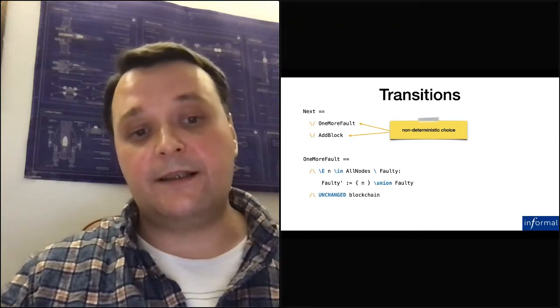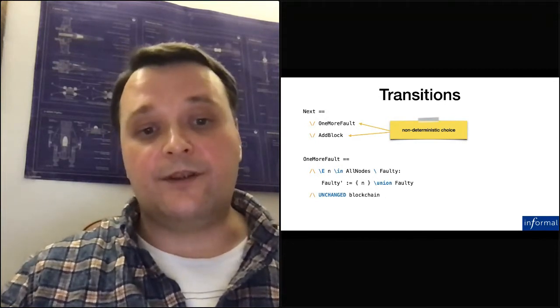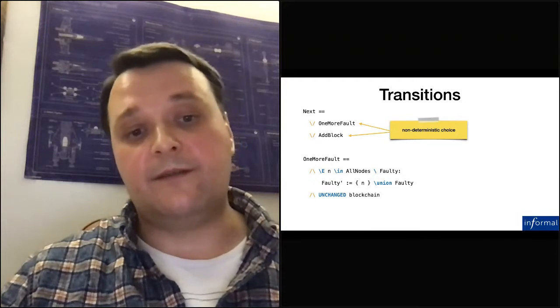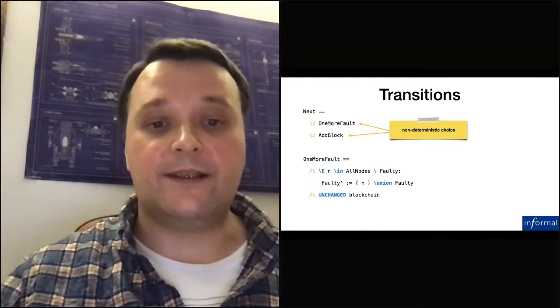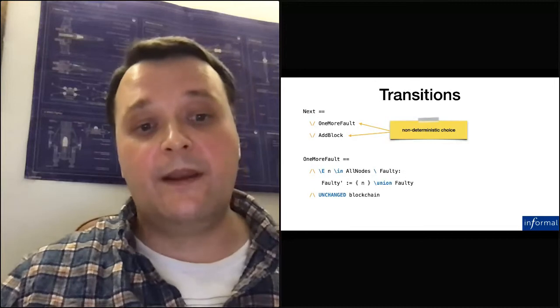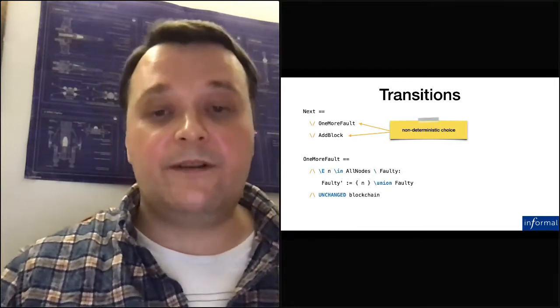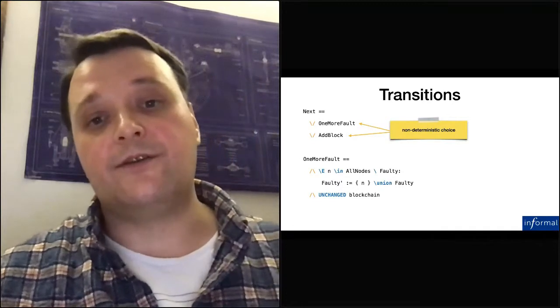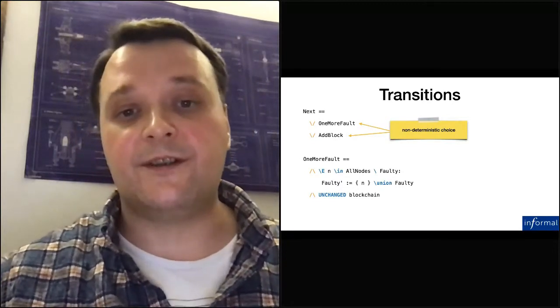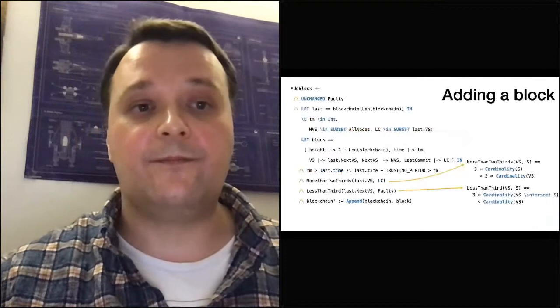And then I assign this new set of faulty nodes to faulty prime, which will pick the value of faulty in the next state after the transition. And I say the blockchain hasn't changed. What's important here, we again have non-deterministic choice. You can choose between 2 different transitions depending on whether they're possible or not.